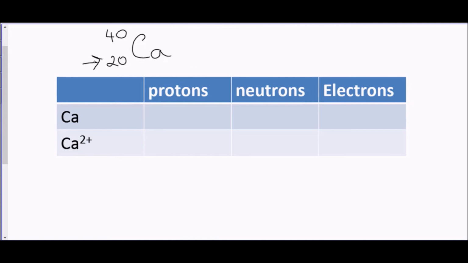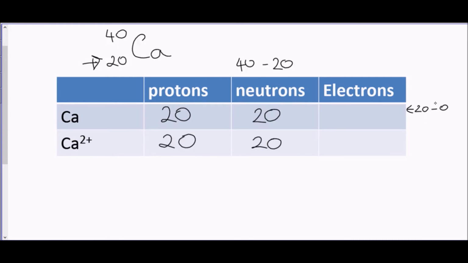So if we look at the atomic number, we can see that the number of protons is 20, the number of neutrons is 40, take away 20, so that's 20 again. Number of electrons, so neutral atom equal to the number of protons, or you can do it as 20 take away 0, so that's 20 electrons. And in the ion we've got 20 take away 2 gives us 18 electrons.